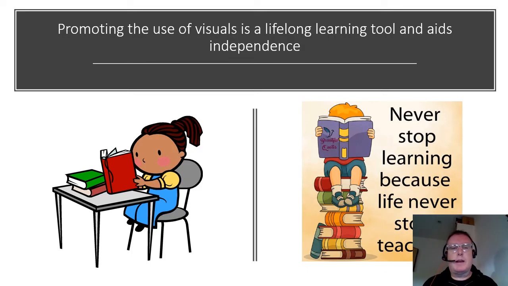For the wider population, of course, visuals will be with us throughout our life, be it road signs, warning signs, directions, maps. So conditioning a child and a pupil to work with visuals to access information in a range of settings is obviously a very good life skill.